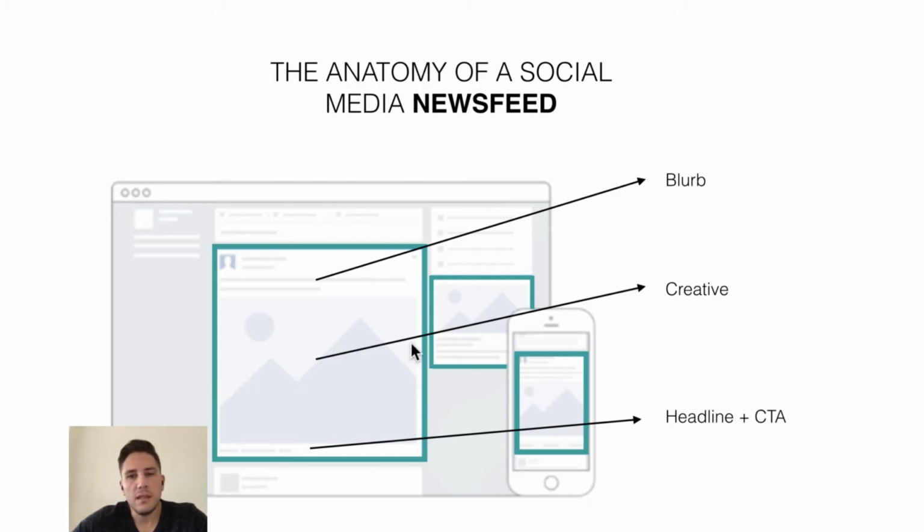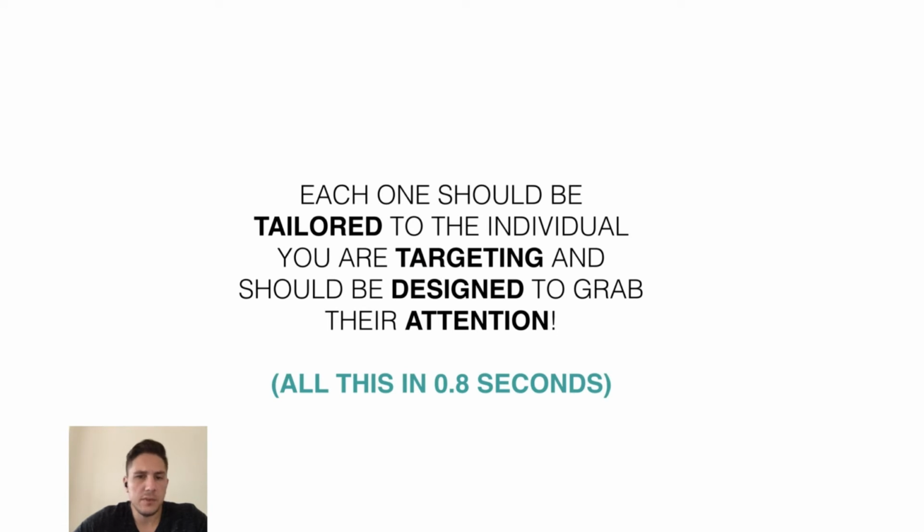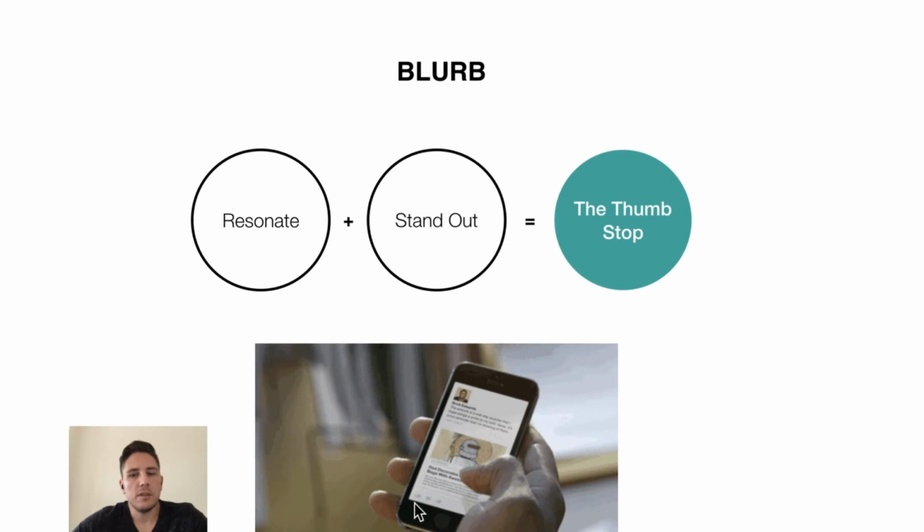These are the three things that make up an advert on Facebook, Twitter, LinkedIn, wherever you are, if it's a social network. And these are the three things that we need to focus on. And as we said before, you need to grab someone's attention within 0.8 seconds. Each one of these three should be tailored to the individual you're targeting and should be designed to grab their attention. Okay, so let's talk about the blurb.